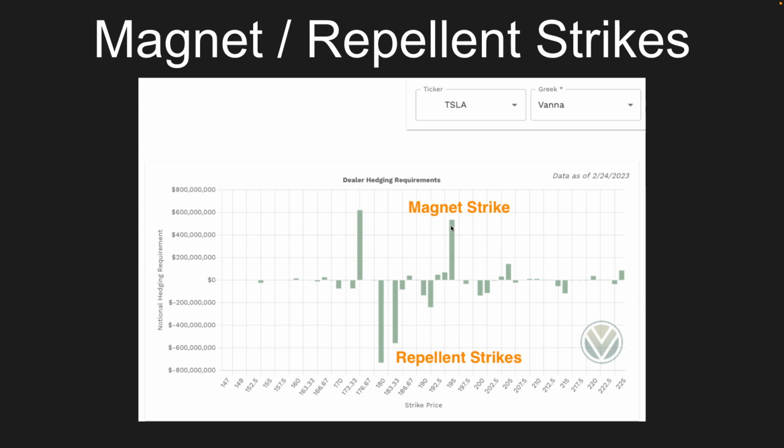So this is a picture of Tesla, and we can see that Tesla has a large amount of positive Vanna on the 195 strike, especially compared to surrounding Vanna. Now, you can't really get these individual strikes like this on assets like SPX and SPY because there's just too much Vanna scattered about. That's why it's more important that we look at the cumulative picture that I was just talking about.